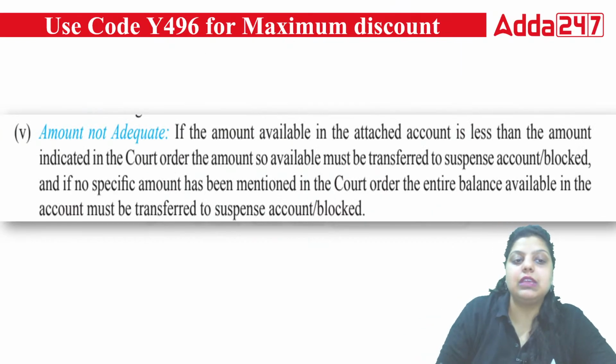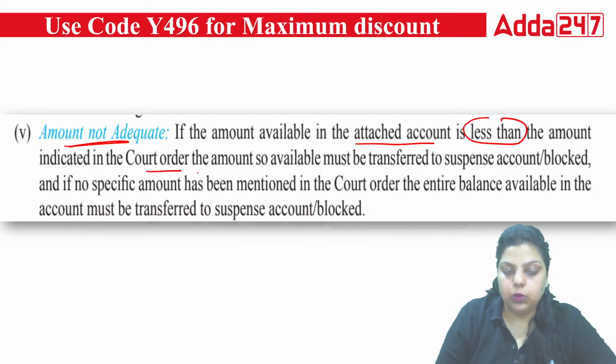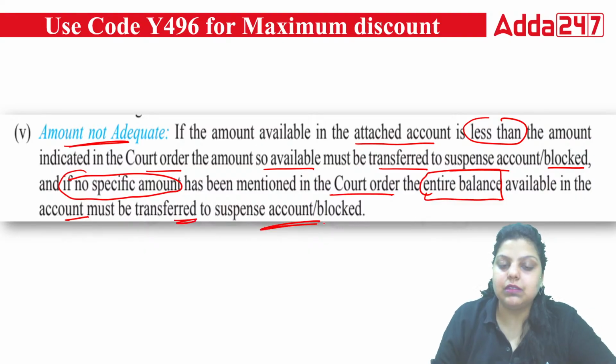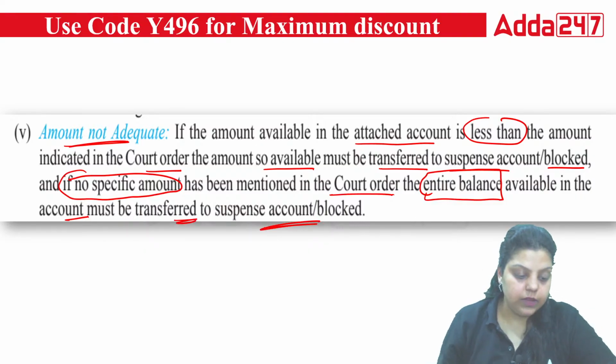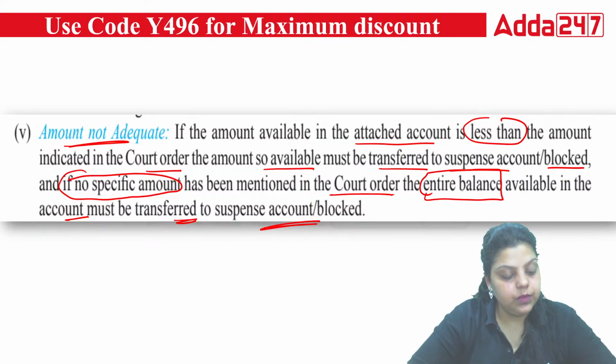Now you can see, amount not adequate. If the amount available in the attached account is less than the amount indicated in the court order, the amount so available must be transferred to a suspense account or blocked. And if no specific amount has been mentioned in the court order, the entire balance available in the account must be transferred to the suspense account or blocked. Clear? So if the amount is mentioned, well and good. If not mentioned, then the full balance in the account will be linked to it. That's what the garnishee order condition is.